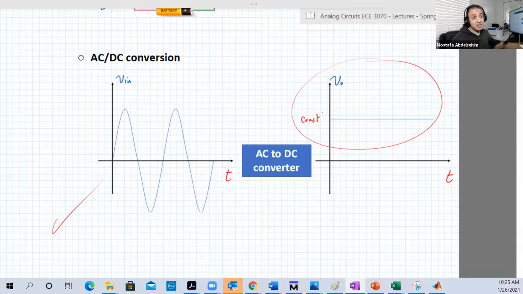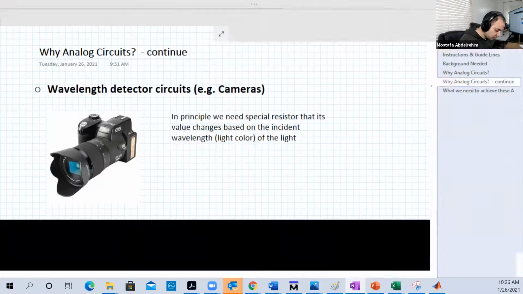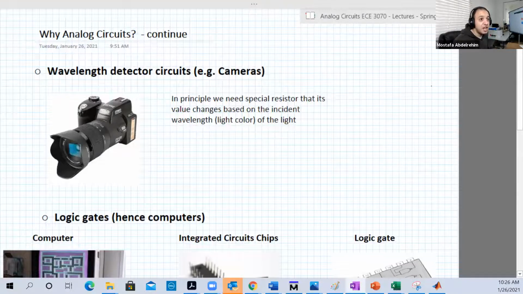So another device that we're gonna study a lot in this course is the AC to DC conversion. So one of the applications that you can't do using resistors, inductors, and capacitors, but you can do with other devices, which we will discuss in this course, is how to generate DC out of AC. Which is very interesting and very useful. Let's explore another two applications. There are many applications.